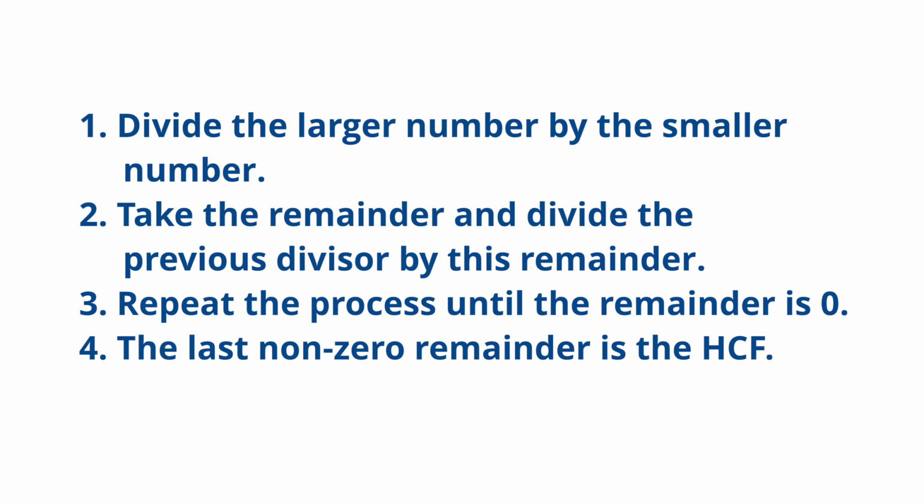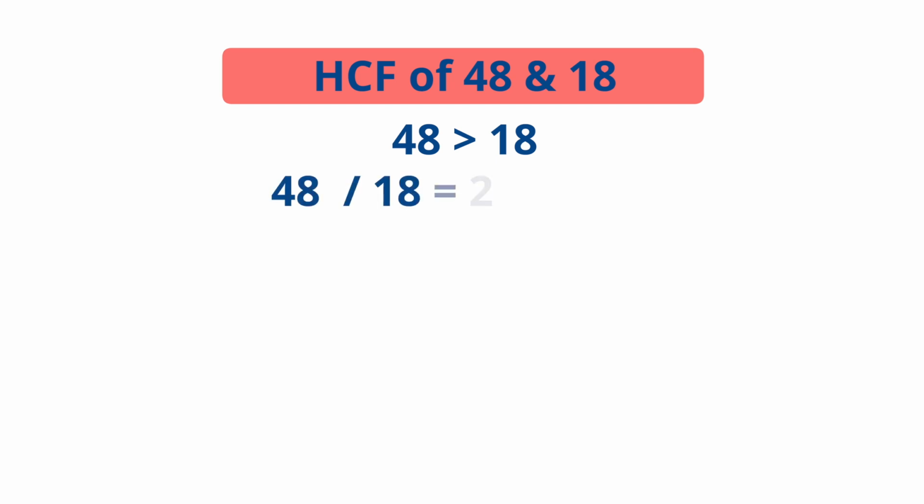For example, we can find the HCF of 48 and 18. Here, the larger number is 48 and the smaller number is 18. So we will divide 48 by 18. 48 divided by 18 equals 2. Remainder is 12. Now take the remainder, 12, and previous divisor 18. Now we will divide 18 by 12. 18 divided by 12 equals 1.